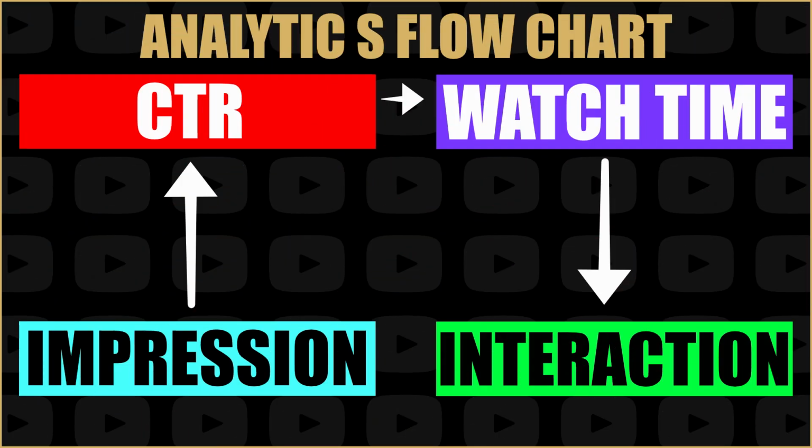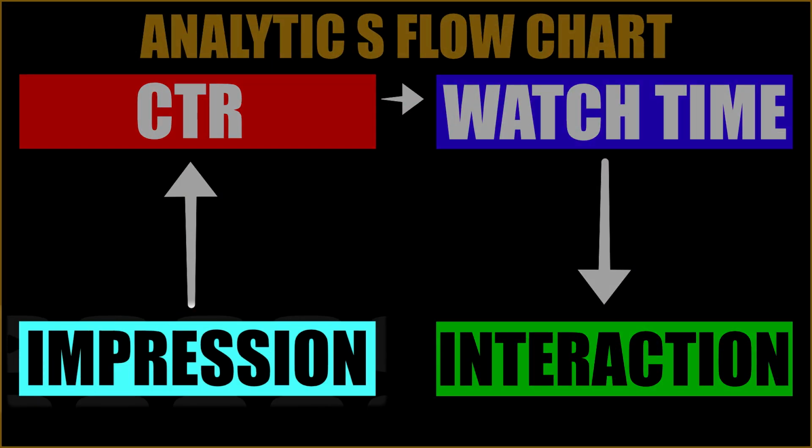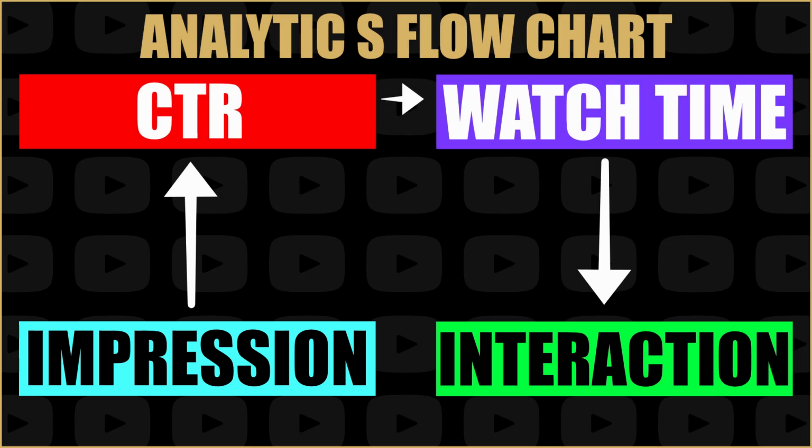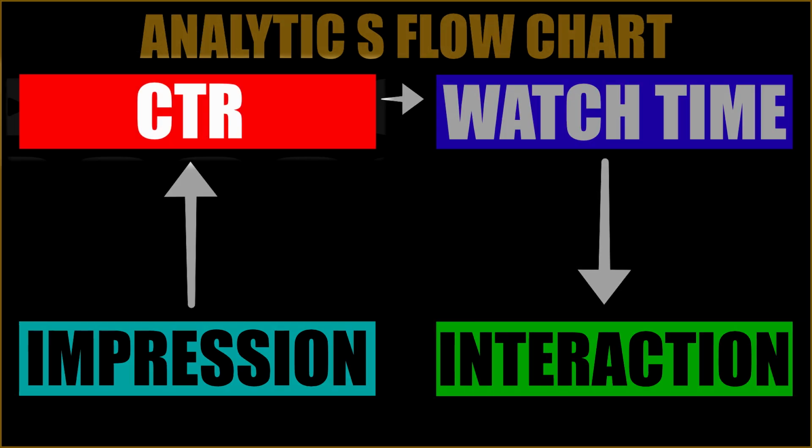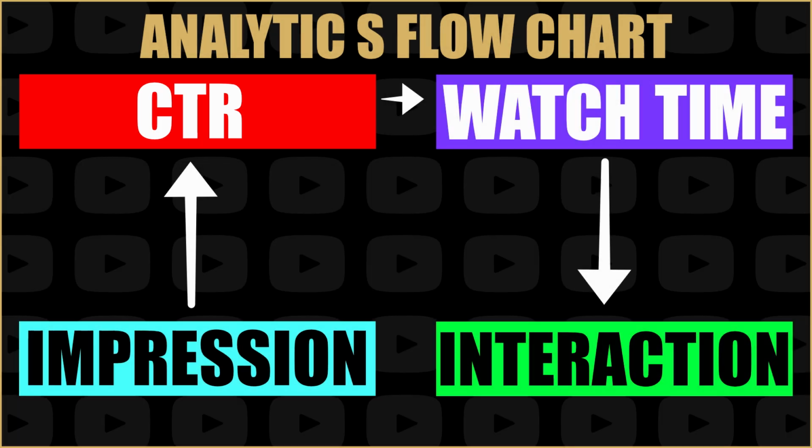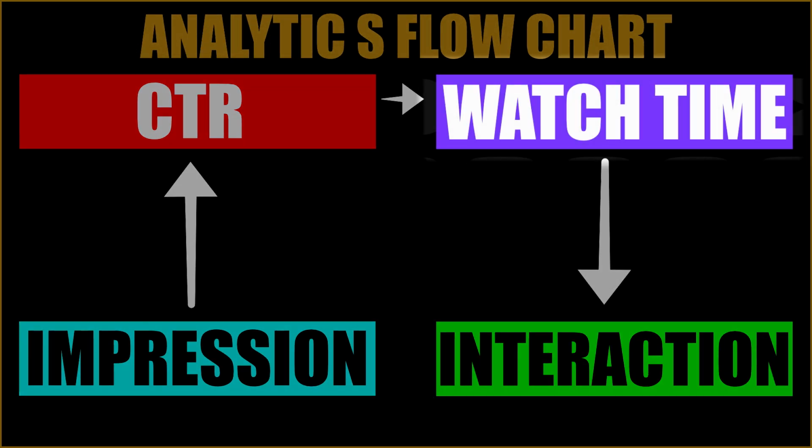Basically, the order of operations is this. You release a YouTube video, then something happens that's called an impression. Basically, people see the video. Then the next thing that happens is click-through rate, which means of those impressions, somebody clicks on the video. Then the third thing that happens after that is that something called watch time happens, where people are actually watching your video for a certain amount of time.